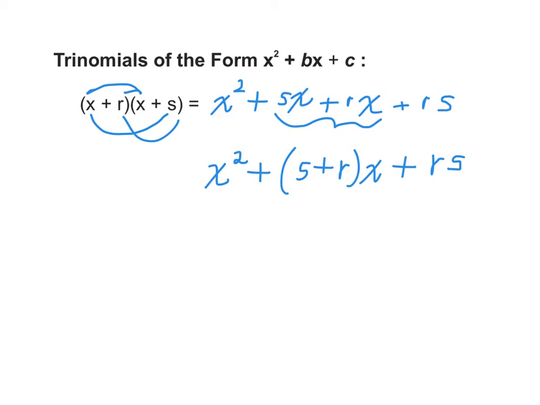This is important because what it tells us is that there's a connection. The middle two terms are the s and r added together. The last two terms are the r and s multiplied. So we think of this as our b value, and this is our c value.